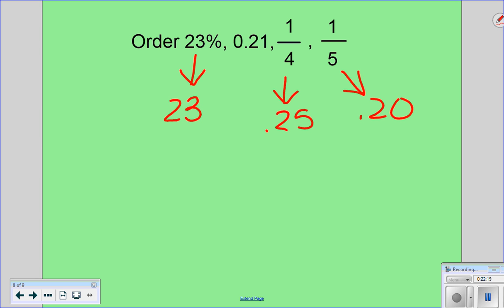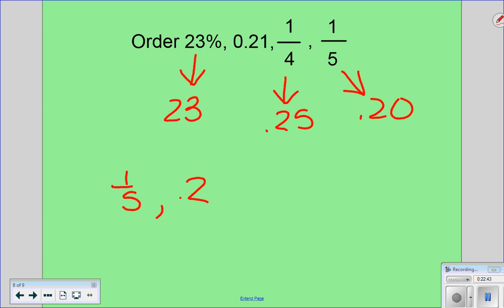All right, so now let's order from least to greatest. But they want you to write them out this way in least to greatest, not this way. So what's the lowest one up there? What's the smallest one up there? Kira? 0.20, which is in turn 1/5. That's my lowest one. What's my next one, Maddie?